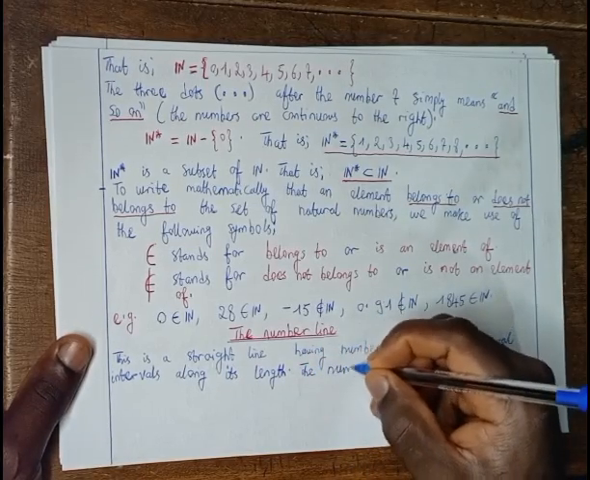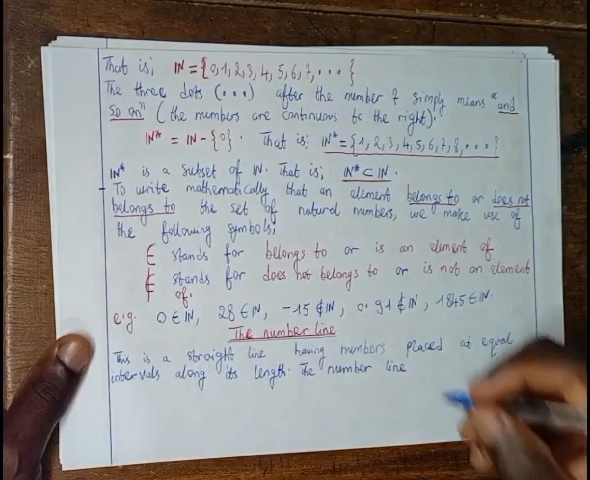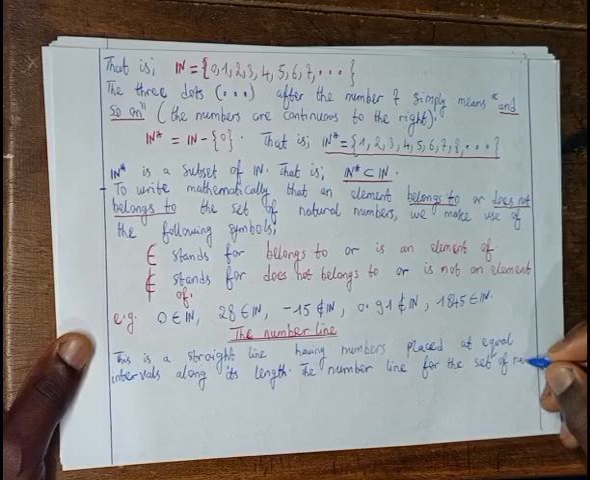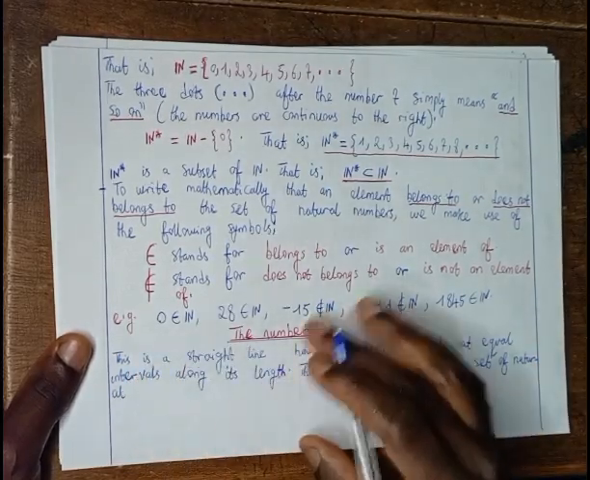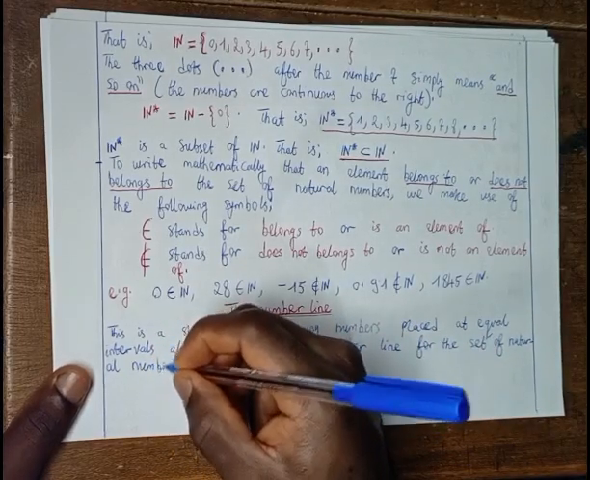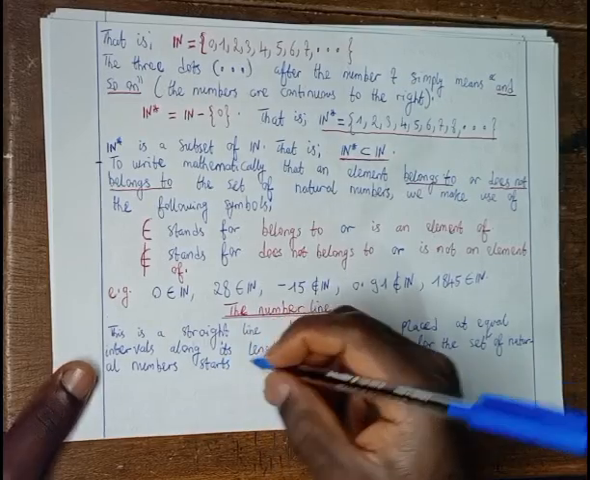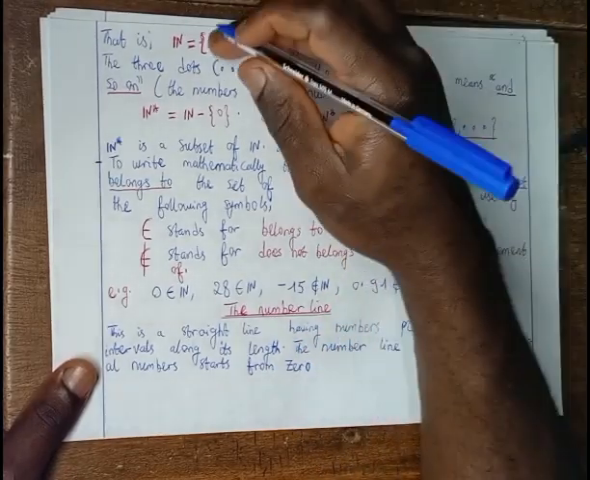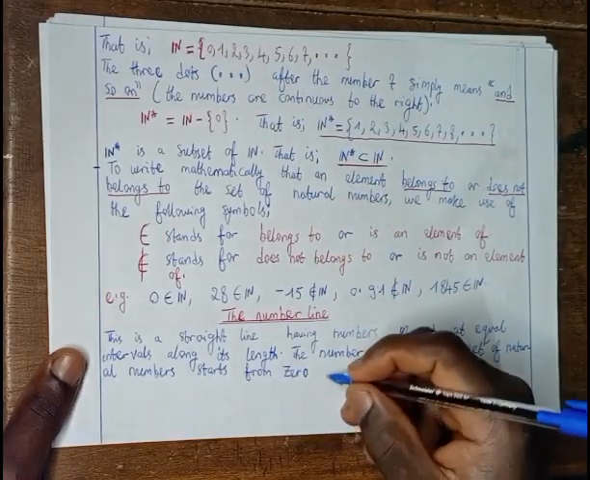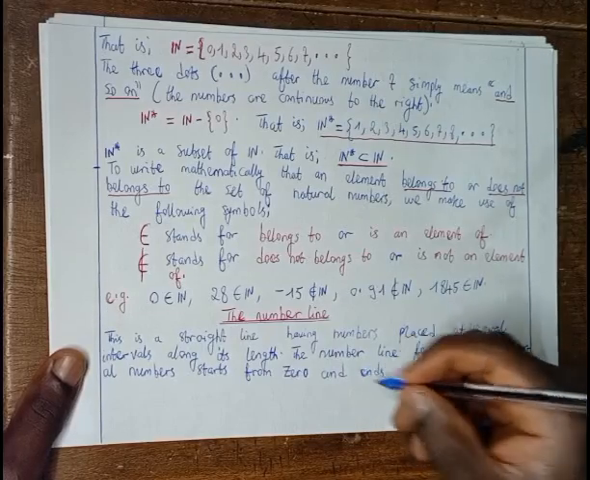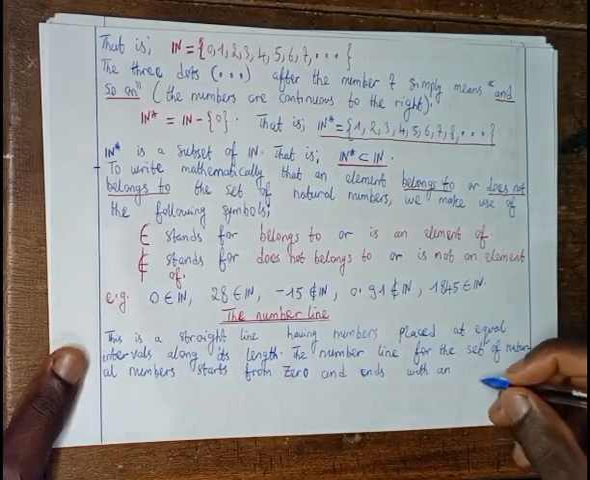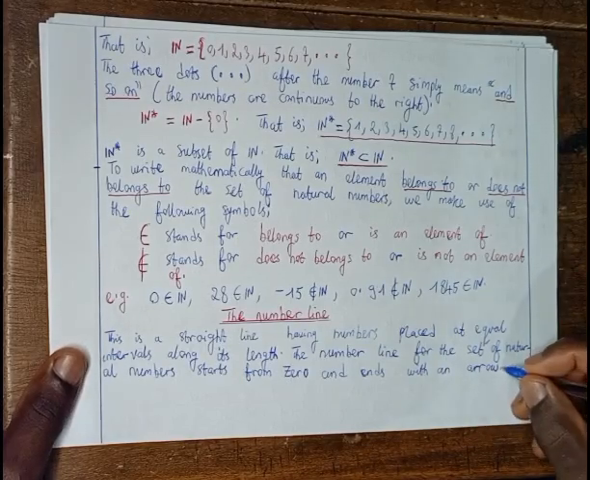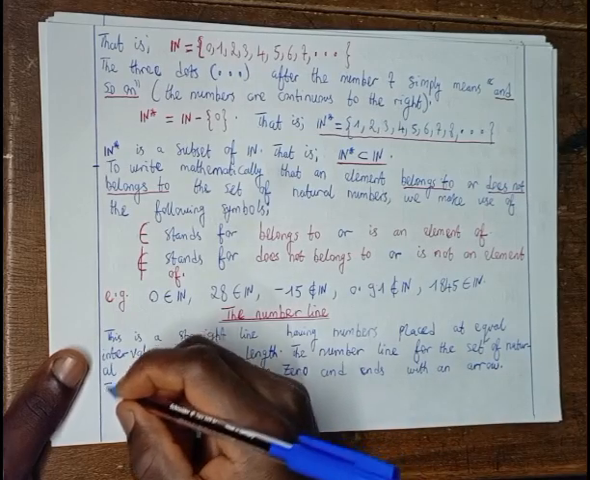The number line for the set of natural numbers starts from 0. You can see here 0 is the first element for the set of natural numbers, so it starts from 0 and ends with an arrow. The arrow simply indicates that the set of natural numbers is endless towards the right hand side.